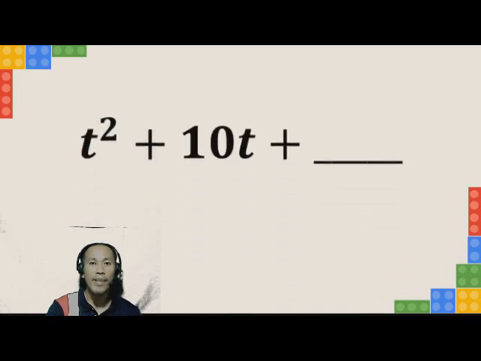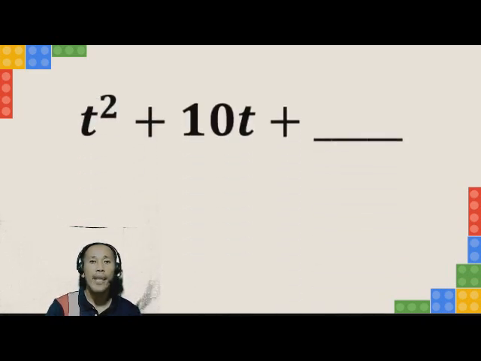Let's have an example. t squared plus 10t plus blank. What must be the third term for us to have a perfect square trinomial? How are you going to do it? If you observe, we have here the first term, which is t squared. So therefore, the first term of our binomial must be t. And after that, we must copy the sign of the middle term. If the middle term is negative or minus, write minus. But here, the middle term is positive. So therefore, write here plus.